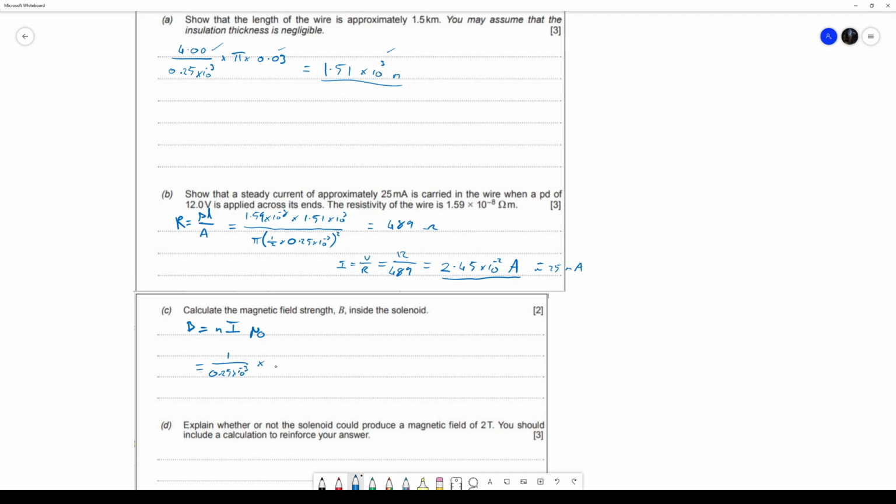Then multiply by the current that we've calculated. Again, use an exact value. Don't use the rounded off value. Use the exact 2.45 times 10 to the minus 2 amps, multiplied by mu naught, which is still on the formula sheet as 4 pi times 10 to the minus 7. Let's get a value for that.